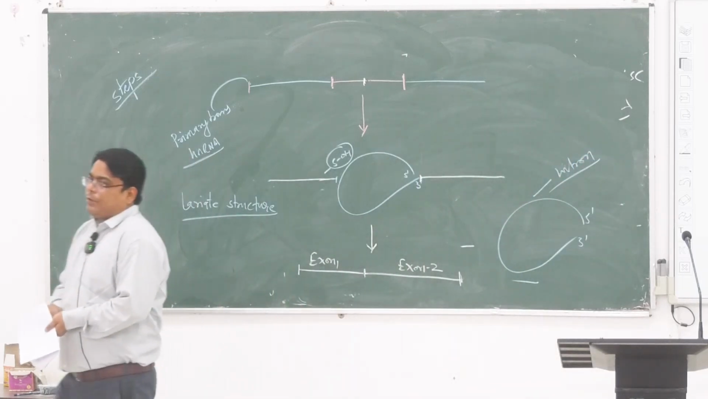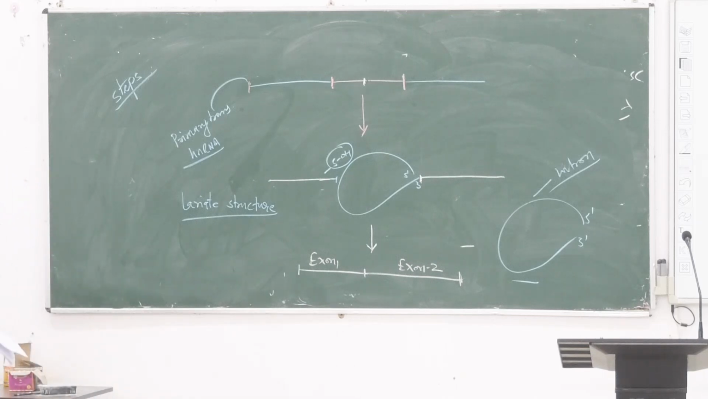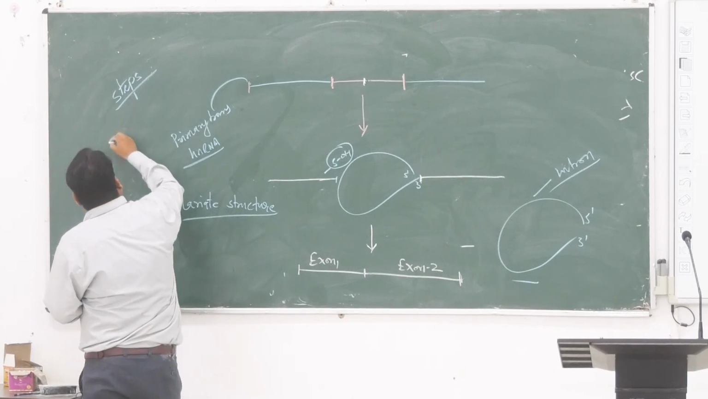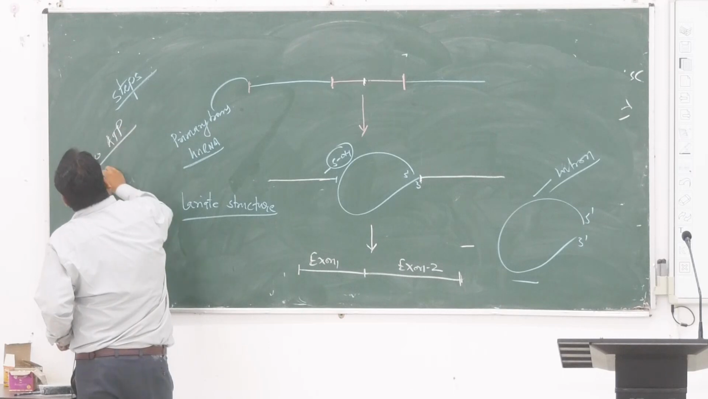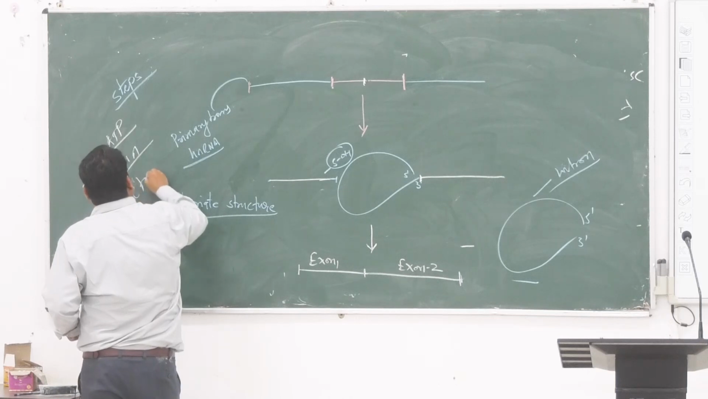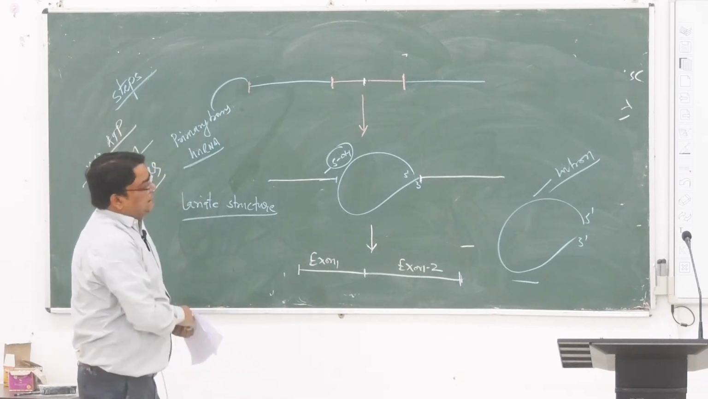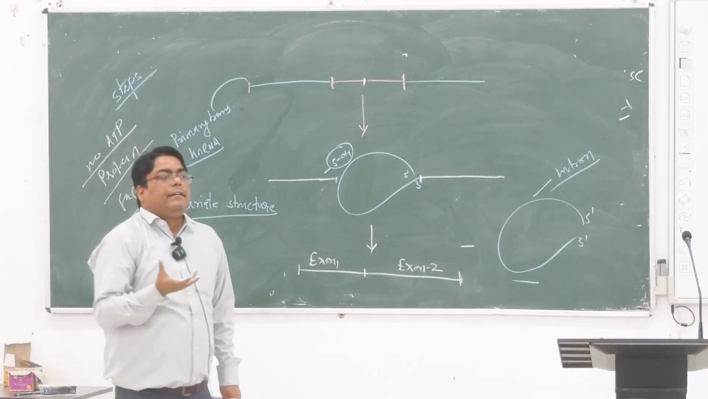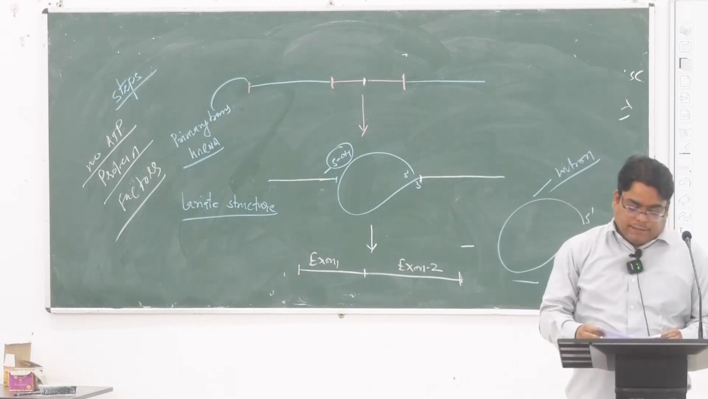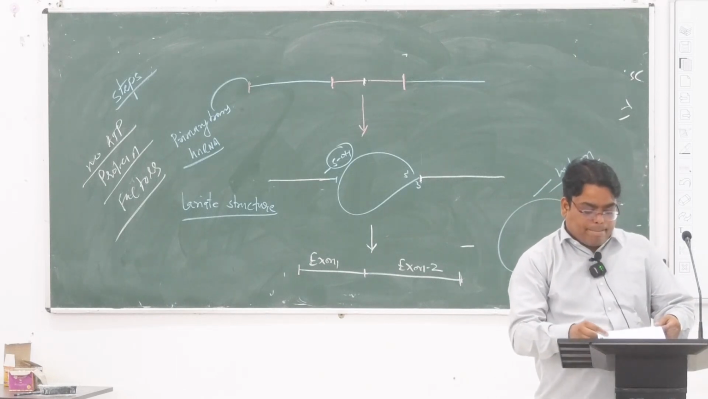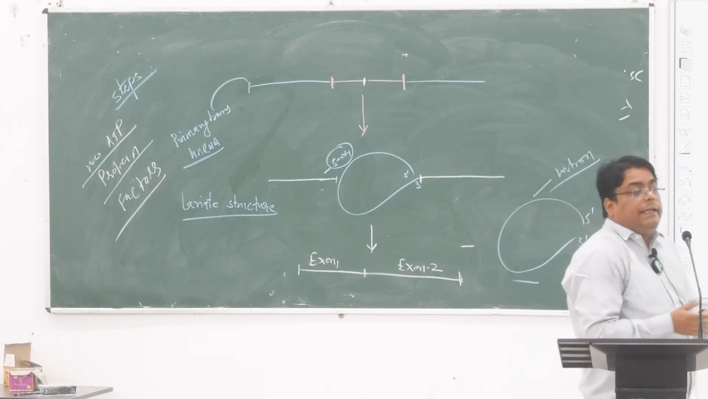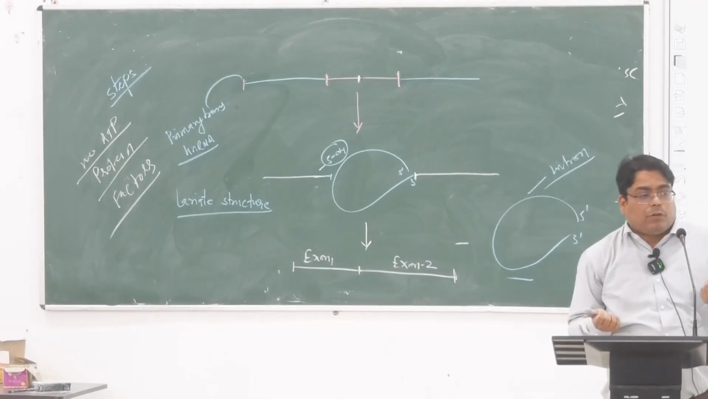It is a self-mediated process. Self-mediated means there is no requirement of ATP, no protein required, and no other factors required. This is called self-mediated splicing.